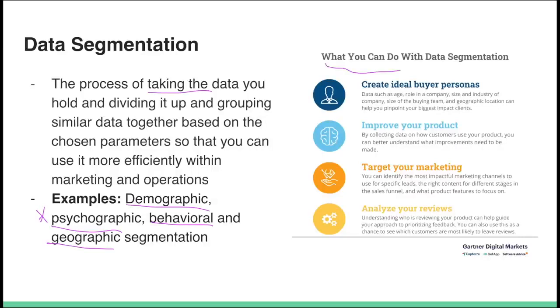These are some of the things you can do with data segmentation: create ideal buyer personas, improve your product, and target your marketing to a specific group. You can also analyze your reviews. You might analyze reviews based on demography, so their age group or where they're from, and use that again to more optimally target those customers. Data segmentation doesn't just apply to marketing; it can apply to all sorts of different use cases. But marketing, I think, is an ideal way to describe it. That being said, that is the end of option A.